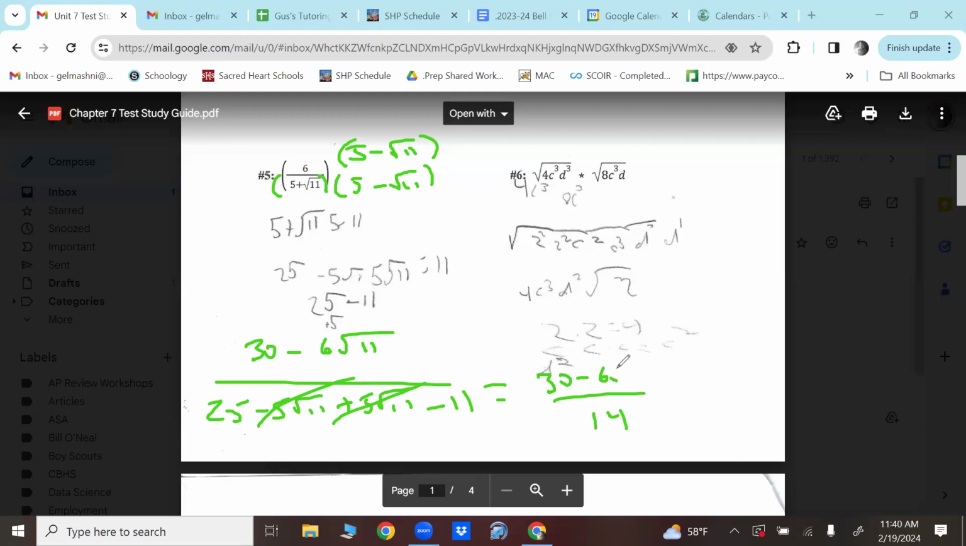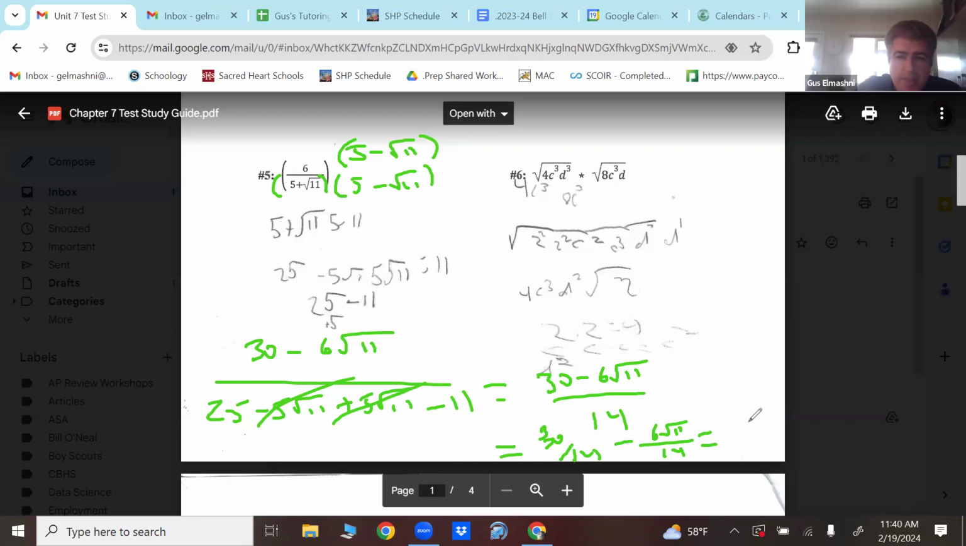A radical is like a symbol used in a square root or something, right? Right. Then you need to reduce that: 30 over 14. 15/7, I think, minus 3 root 11 over 7.